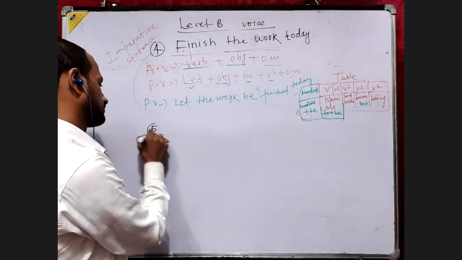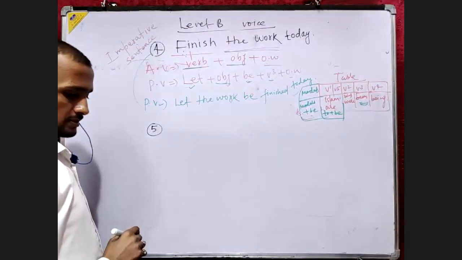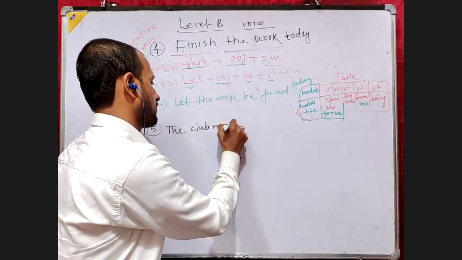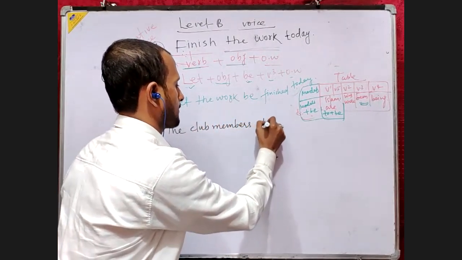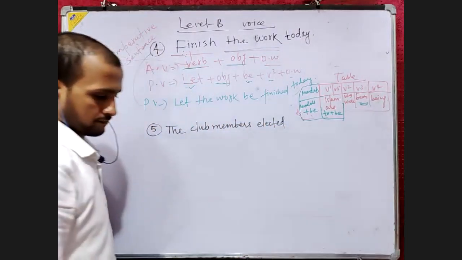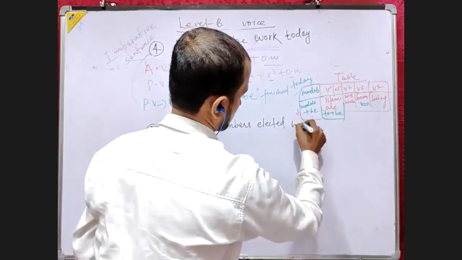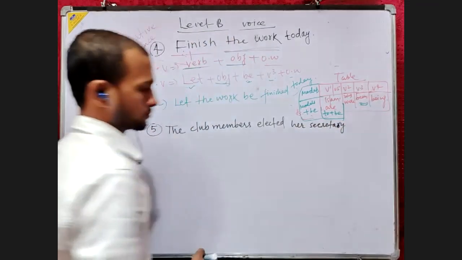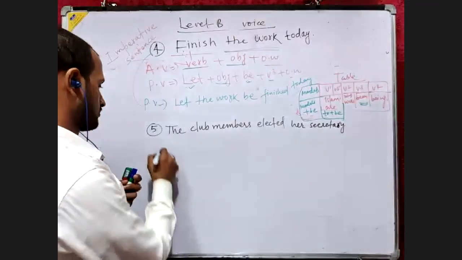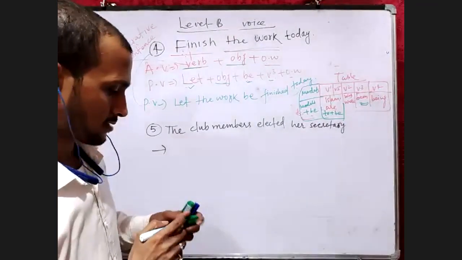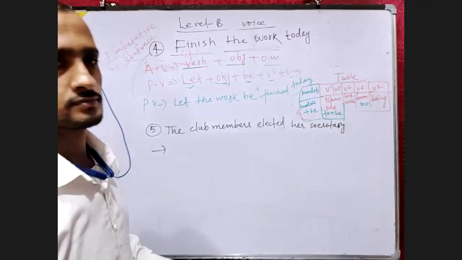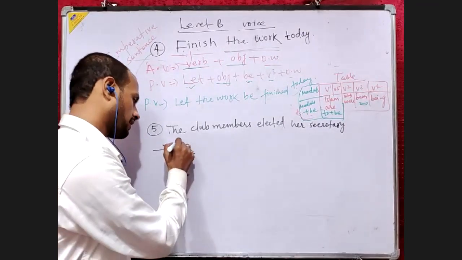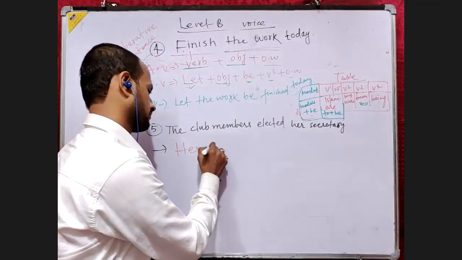Question number 5. The club members elected her secretary. What is the object in this sentence? See, the club members. Hmm? Object, secretary. Object. Her secretary. Yes, sir. I told that.